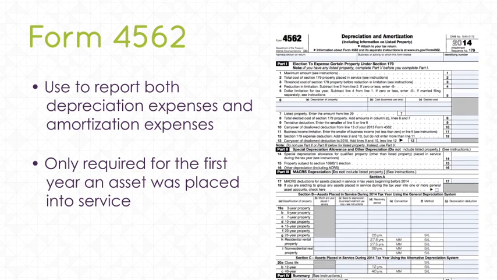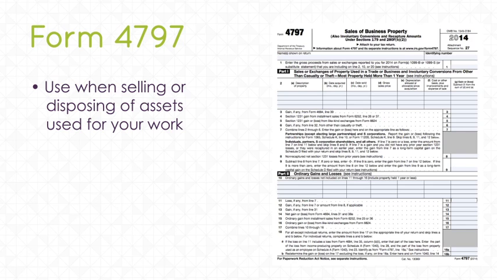If you sell or otherwise dispose of a business asset during the year, then you must complete Form 4797 and report the gain or loss on your individual return, line 14, just like your net income or loss from your business.